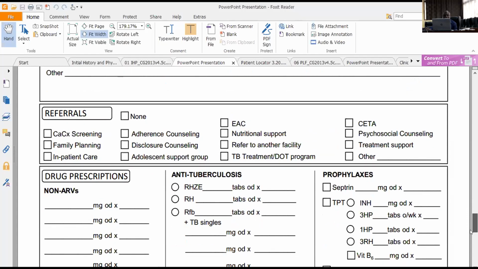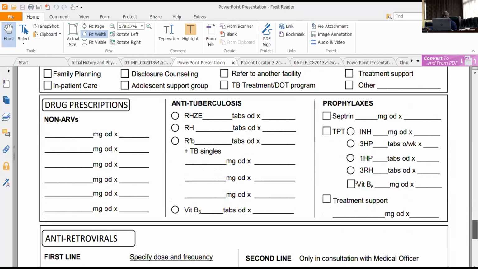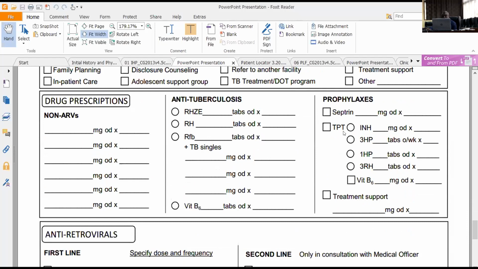Then the prescriptions, again, according to the guidelines. So you have your non-ARVs, the anti-TB drugs there, the combined and the singles, and then the prophylaxis, and the TPT, INH, 3HP, and so on.